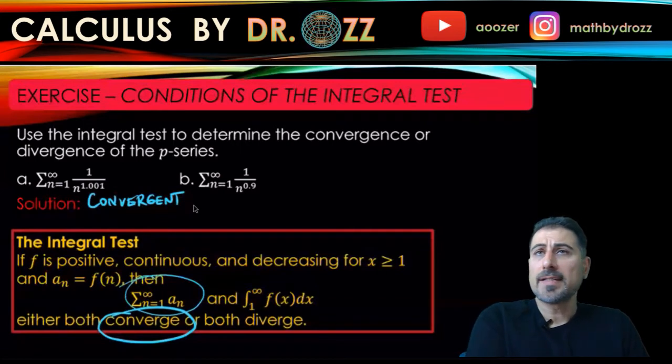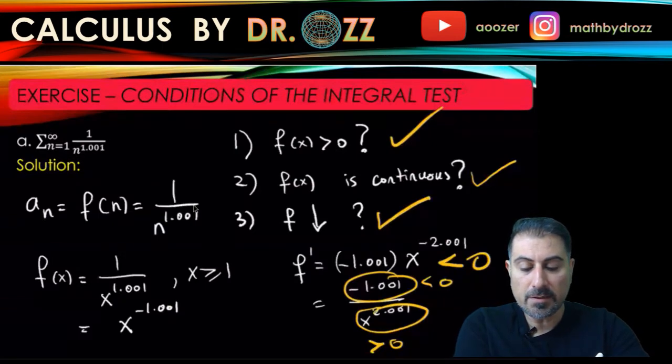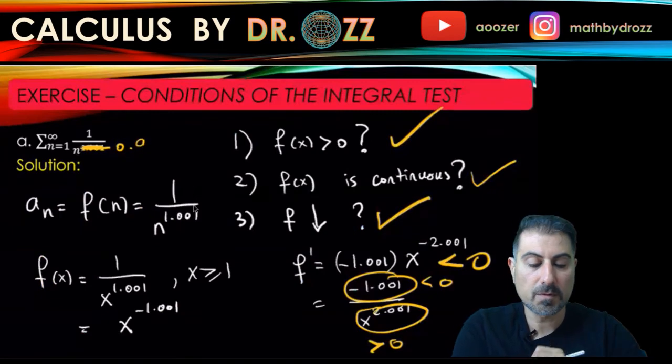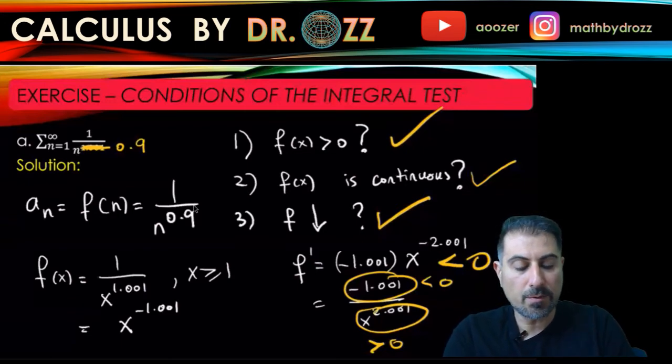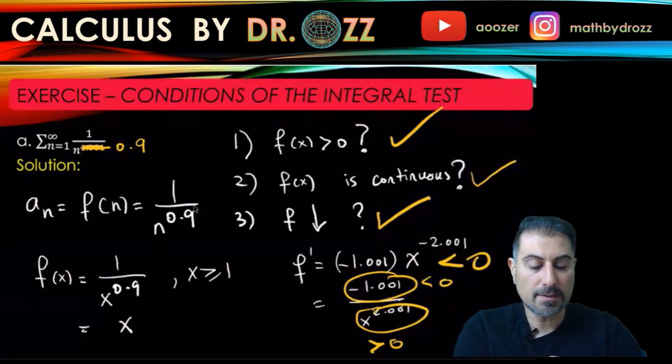For part B, I'm going to apply the same strategy. So I'm going to go back here. This time, the power is different. So let me just show it here. It's 0.9. Okay, here we go, 0.9. So here I have 0.9, and here I have 0.9. I'm intentionally doing this because we're going to essentially do the same type of process. So it's minus 0.9.